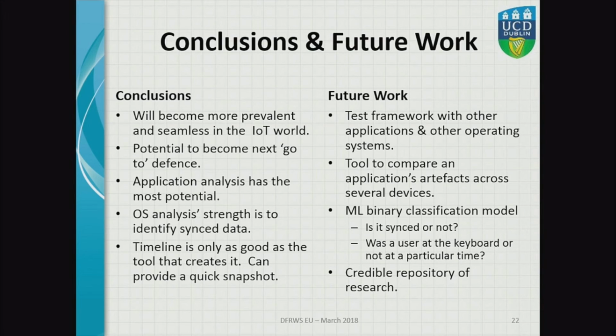In the amount of time that I had doing my research, I was only able to test it on Windows 10 and Google Chrome, and that still amounted to over 300 hours worth of research. So it's very time consuming. Another possible future work is a tool to compare application artifacts across multiple devices. So if you've got a laptop and a desktop and a mobile phone that you seized, you could examine, for example, Chrome or Skype across all three of those devices and do some analytics to determine, okay, based on what I'm seeing on all three of those devices, this activity within Chrome or Skype happened here, this activity happened over here, and this activity happened over here.